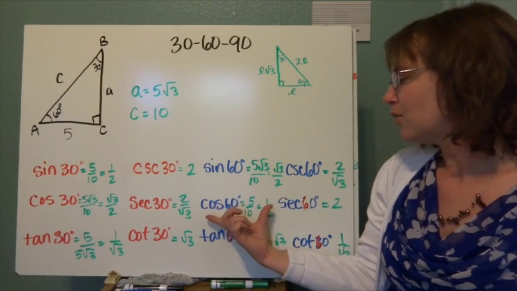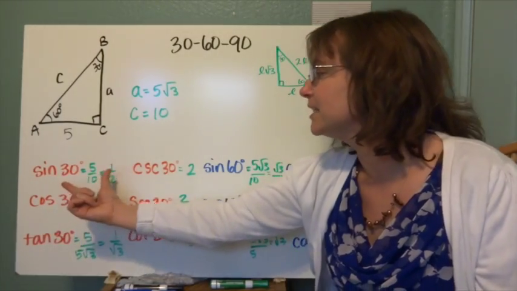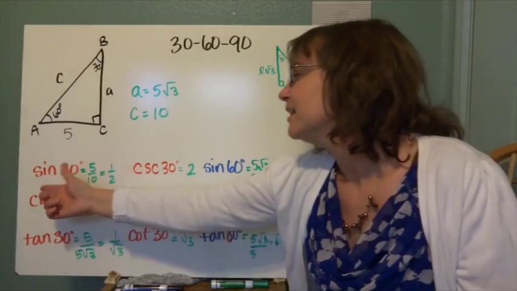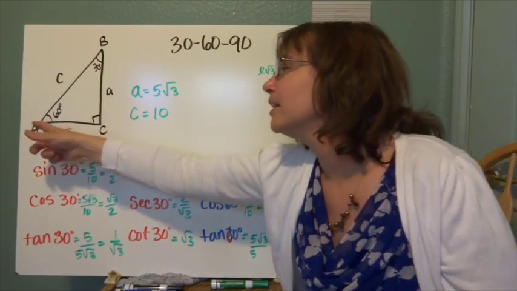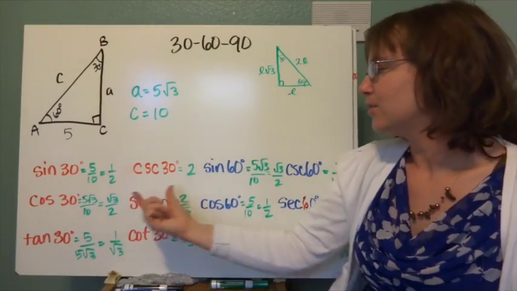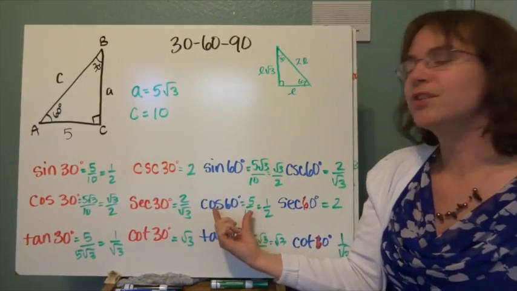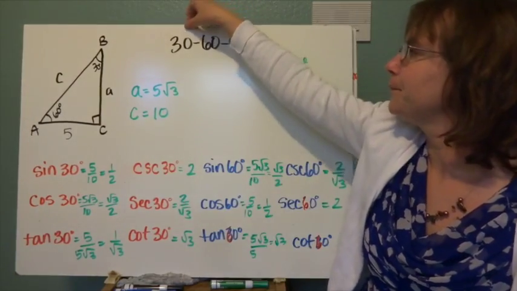Now if you notice, the cosine of 60 degrees is the same as the sine of 30 degrees. And that's because if we look at 30 degrees right here, this side is opposite 30, but it's also adjacent to 60. And so that's why the sine over here and the cosine over here match up, and the hypotenuse stays the same for both.